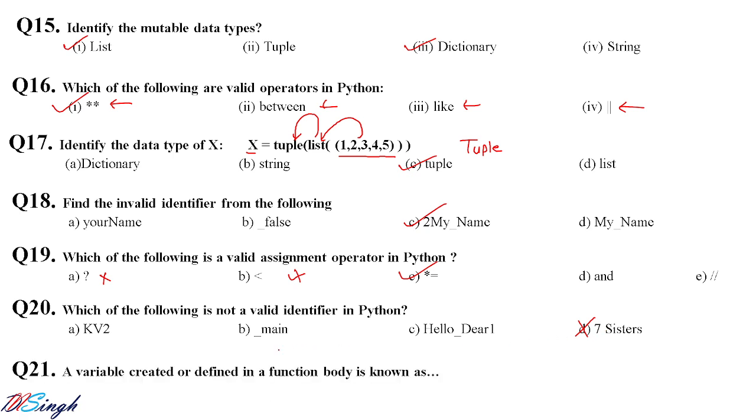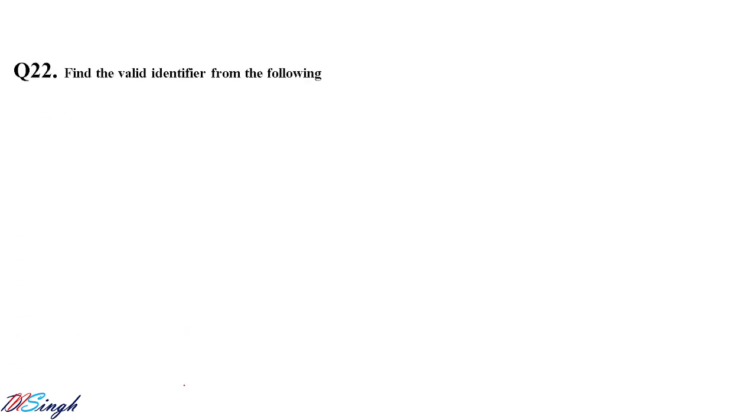Going for the next question, a variable created or defined in a function body is known as what? Okay, so any variable which is defined inside the function body is local to that function, and a global variable is defined outside any function. Built-in variables are defined inside the imported modules, or instances are the objects of the classes. So the correct answer is what? Local variable.